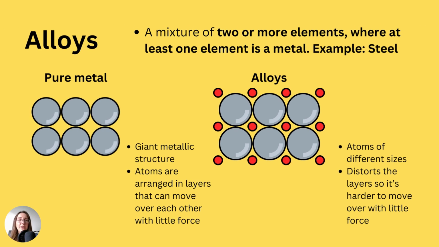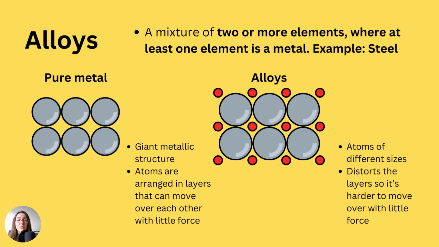Worth mentioning at this point is the term alloy. It's a mixture of two or more elements where at least one of the elements is a metal. And one of the examples you need to know at GCSE is steel. So, like I mentioned before, some metals are magnetic. Steel is a magnetic material, and that is because it contains iron. Iron is a ferrous metal. Essentially, what that means is it is magnetic.